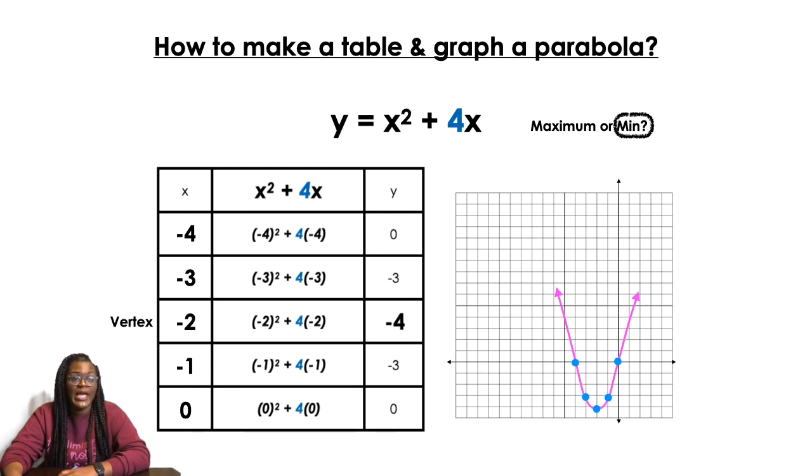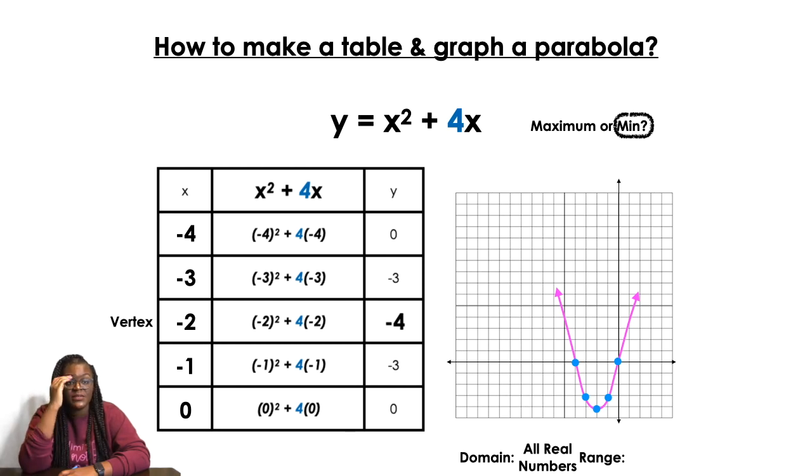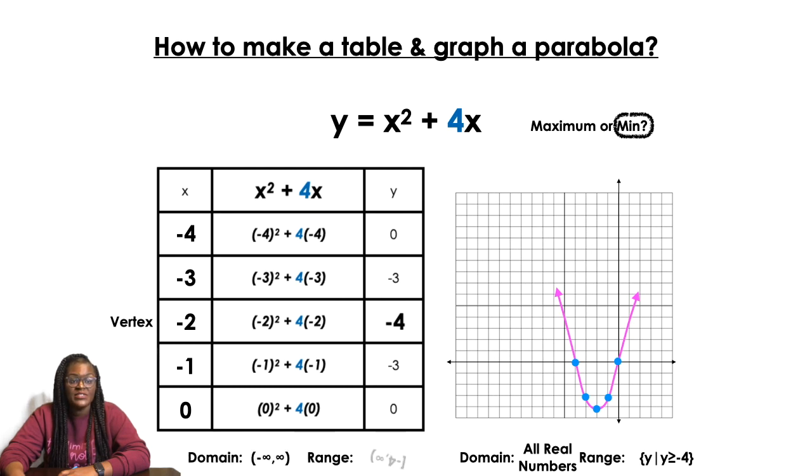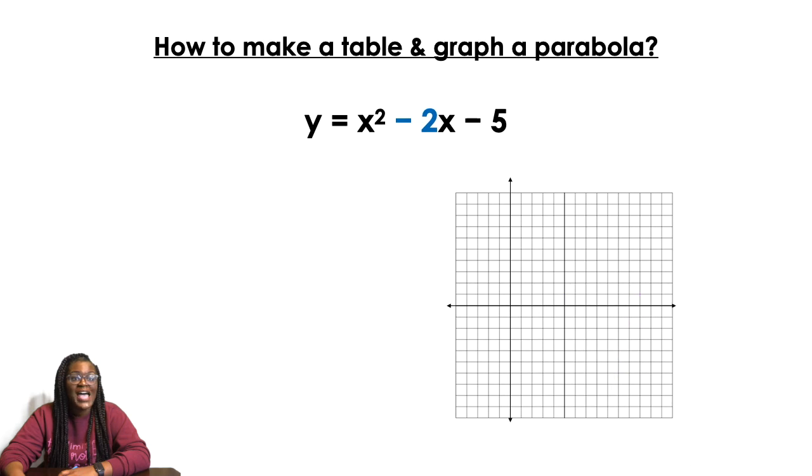Okay, let's talk about your domain. What's the domain of a parabola? All real numbers all the time. What's the range? Remember the range, you want to look at the y value of the vertex. Y is greater than or equal to negative 4. Why is it greater than? Because it's pointing up. Interval notation, negative infinity to positive infinity, and negative 4 to infinity is my range.